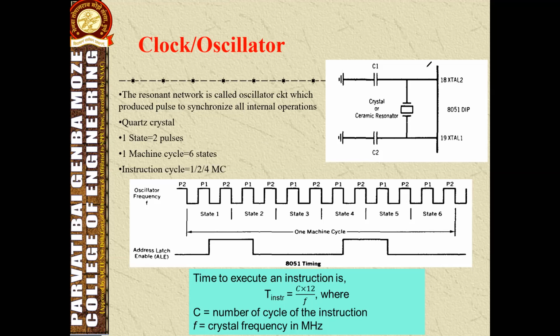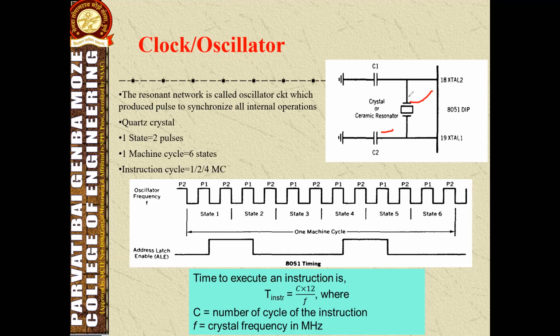Where is the oscillator circuit interfaced? Here, between pin number 18 and 19. According to our application, the oscillator or resonant network will be connected. This is an oscillator resonant network, which has a crystal type oscillator with capacitors. Two capacitors are used.